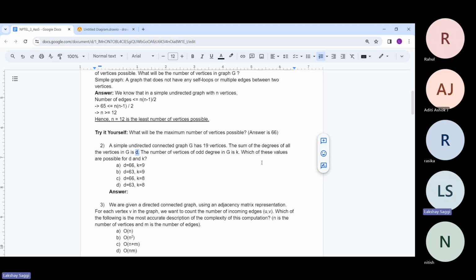So D should be even as well as k should be even. So then the problem asks us which of these values are possible for D and k. So option A is 66, 9, 63, 9, 66, 8, or 63, 8.